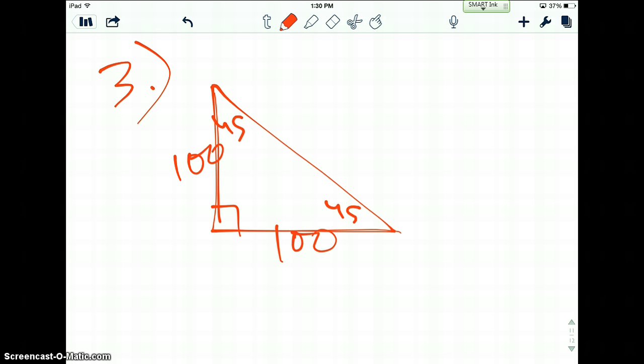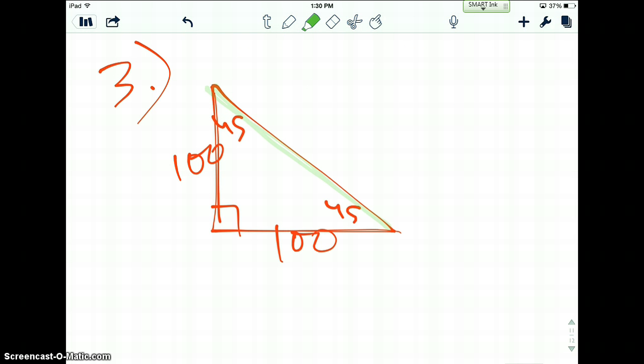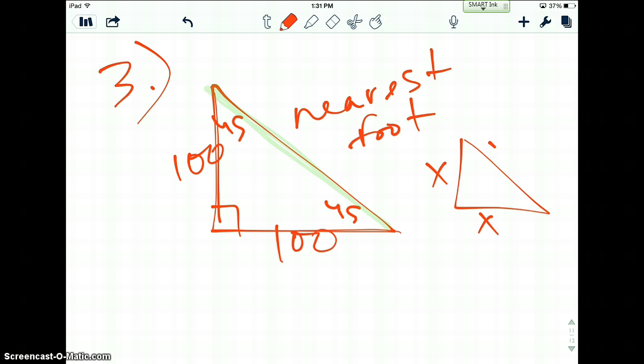And you're planning to build, what are you building? Oh, a path. Oh, you're so nice. Across the garden. There's your path. And they want to know how long, to the nearest foot, that's going to be. So this is my x root 2. I always write that out for myself.